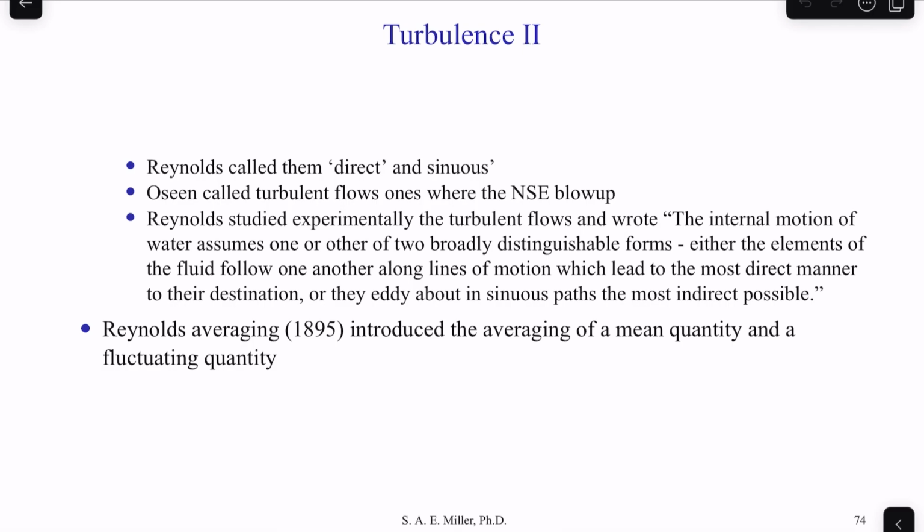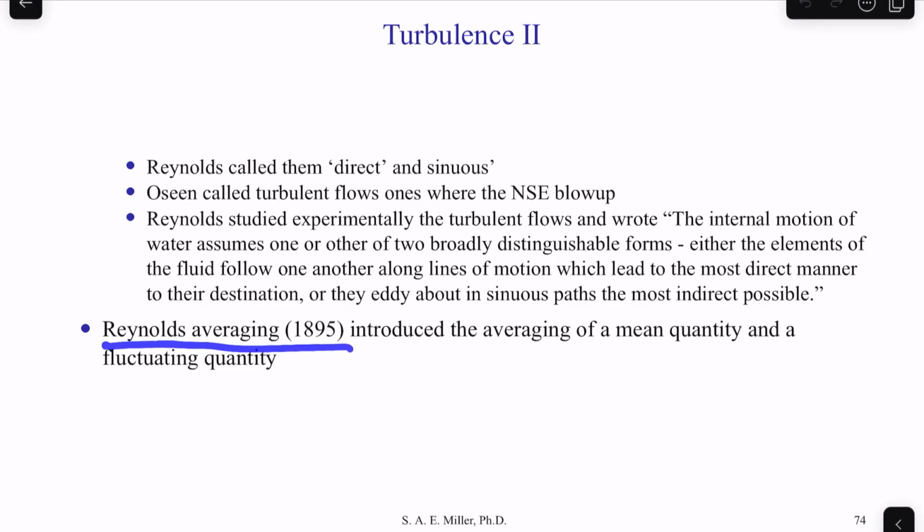We all know that Reynolds experimentally studied turbulent flows, but he wrote, the internal motion of water assumes one or other of two broadly distinguishable forms. Either the elements of the fluid follow one another along lines of motion, which lead in the most direct manner to their destination, or they eddy about in sinuous paths, the most indirect possible.